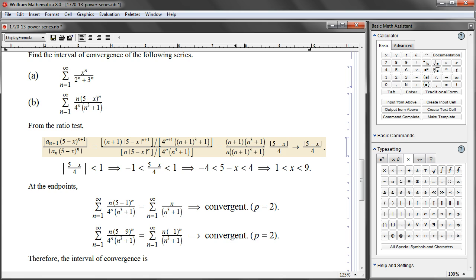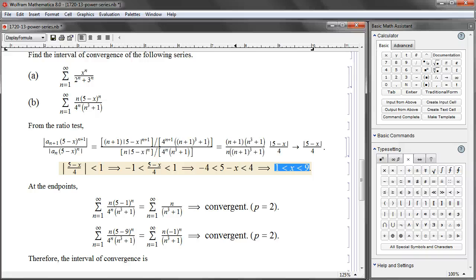In short, the limit of the ratio is the absolute value of 5 minus x over 4, and if that's less than 1, we have absolute convergence. In short, we have 5 minus x over 4 is between -1 and +1. Solving this inequality, we get this open interval 1, 9.